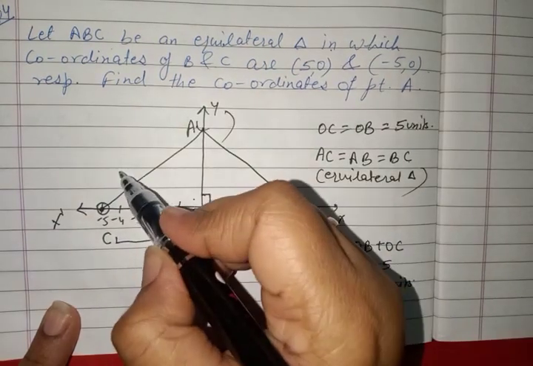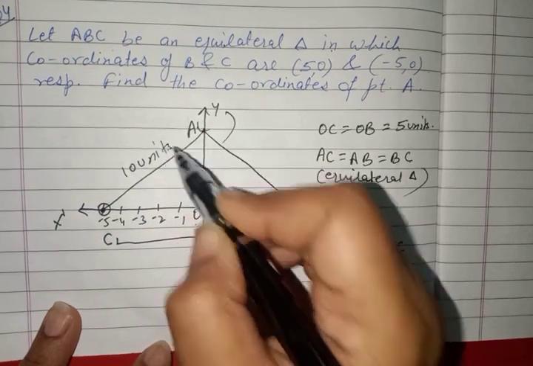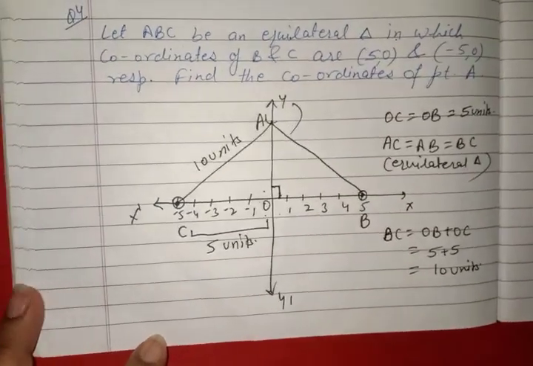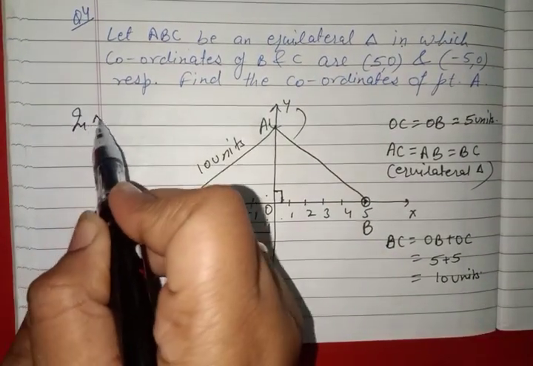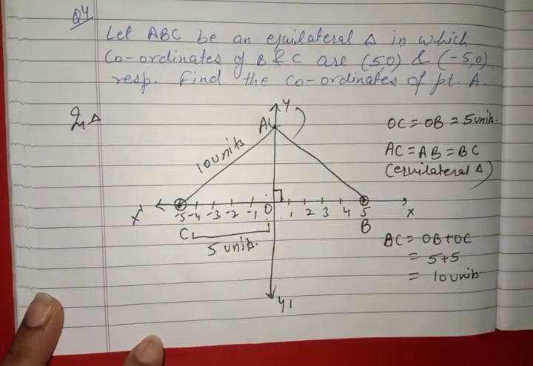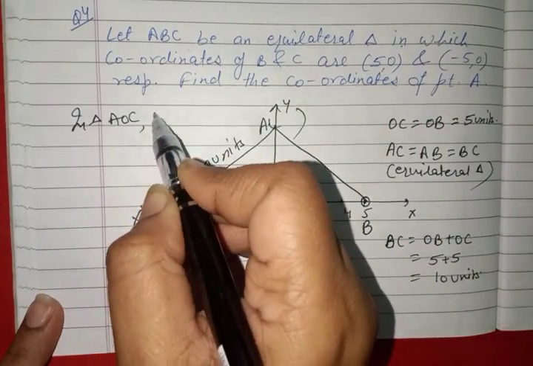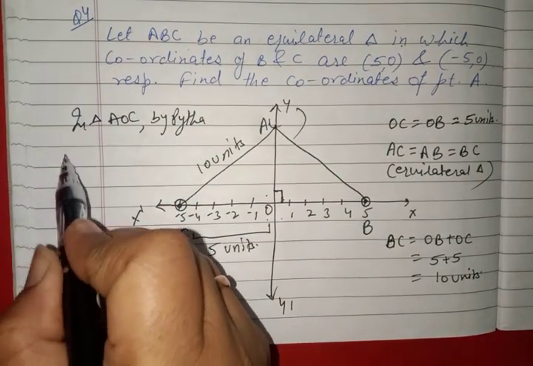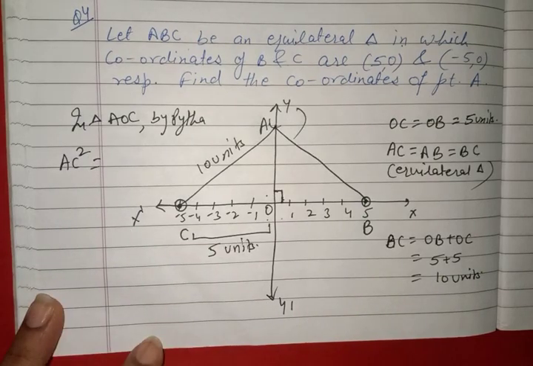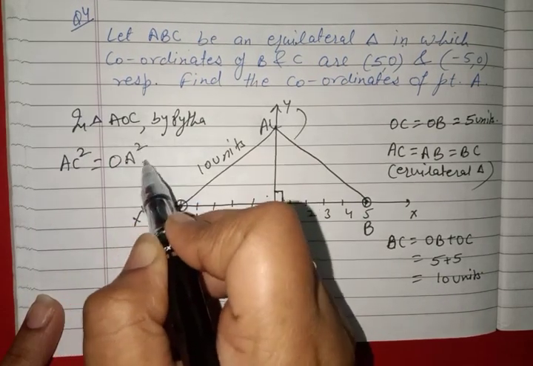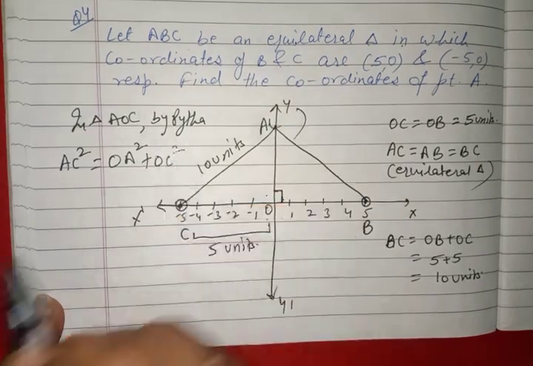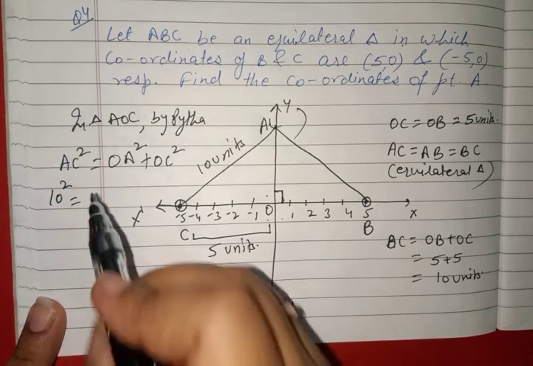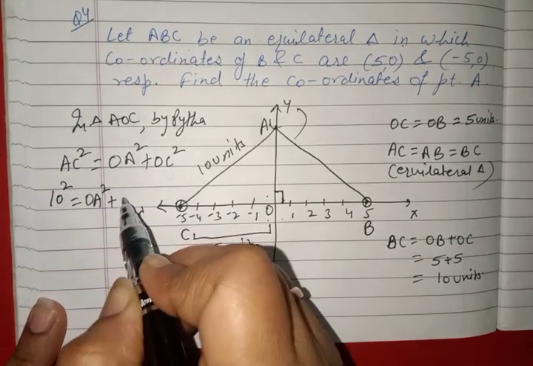So now we have the value of this, which is 10 units. We have the value of this, which is 5 units. And by applying Pythagoras theorem, in which triangle? In triangle AOC, by Pythagoras, we can find this. AC square is equal to OA square plus OC square. AC is 10 square. OA we need to find, and the value of OC is 5 square.